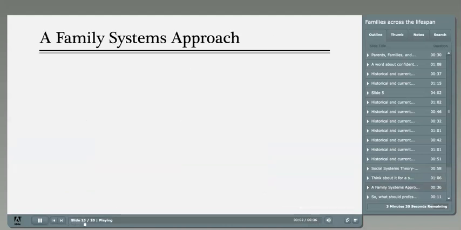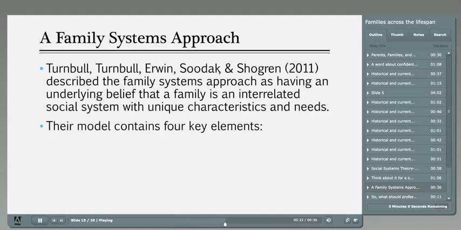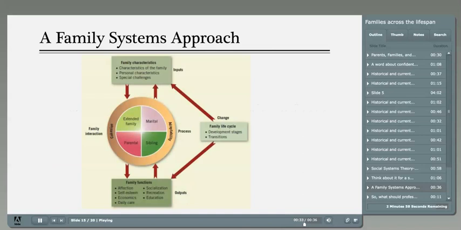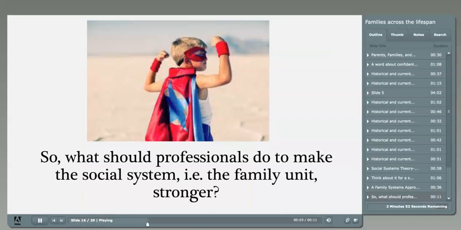In the textbook, the author discusses a family systems approach based on social systems theory that was proposed by Turnbull and others. They described this approach as having an underlying belief that a family is an interrelated social system with unique characteristics and needs. The family systems approach contained 4 key elements, including family characteristics, family interaction, family functions, and family life cycle. The text is very straightforward, so please pay close attention to this in your textbook. Take a minute to reflect on the ideas professionals should do to make the social system stronger.